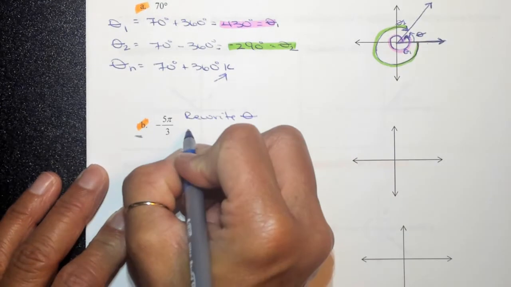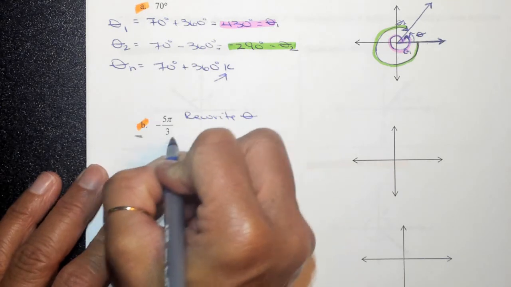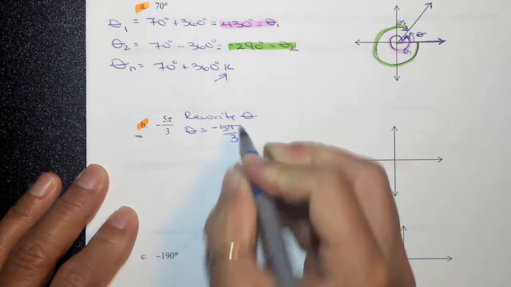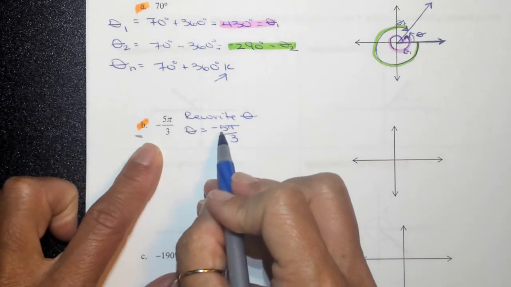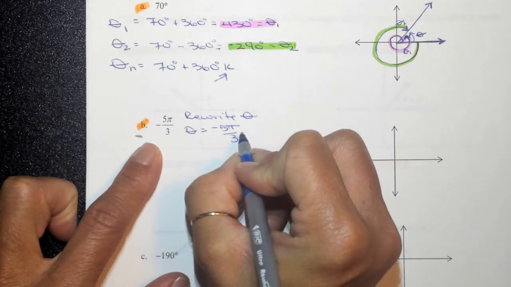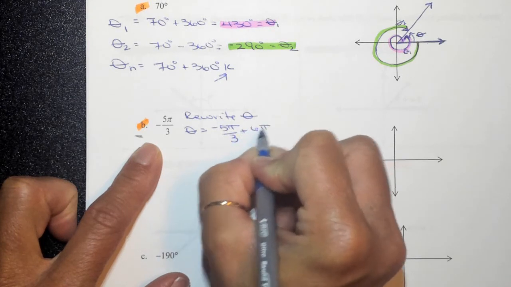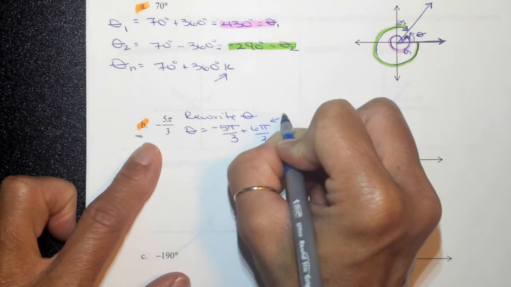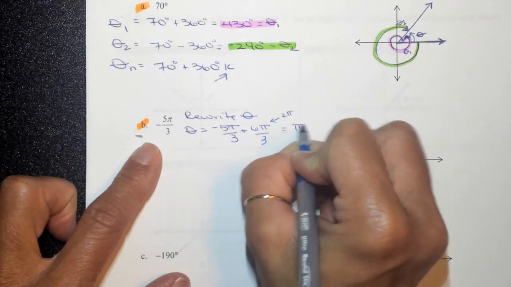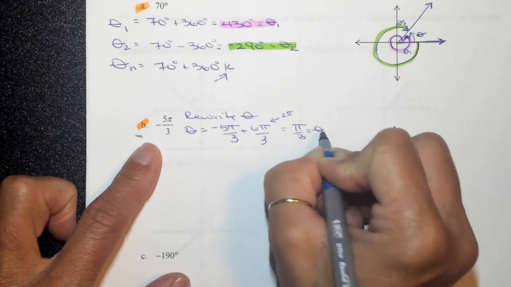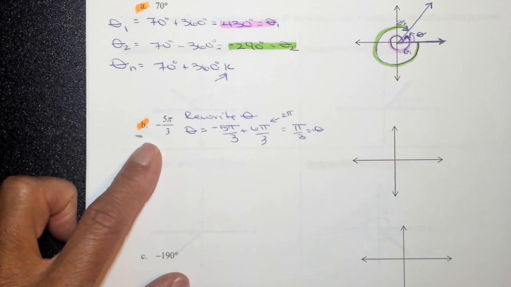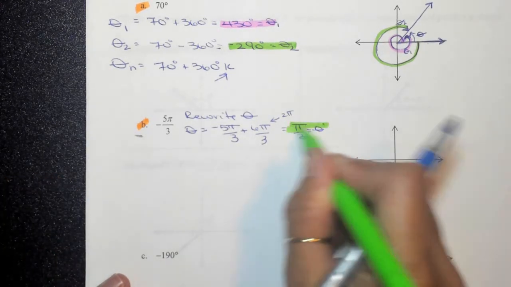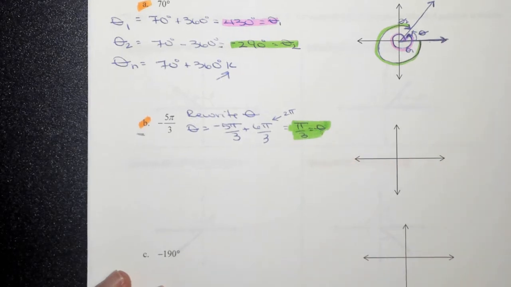So in order to rewrite, we say that theta will be equal to negative 5 pi over 3, and we're going to add, because remember you want it to be positive, if I add 2 pi, this is the same thing as 6 pi over 3, so this is 2 pi. Okay, so pi over 3 is going to be my theta. Okay, so that's what I'll use.